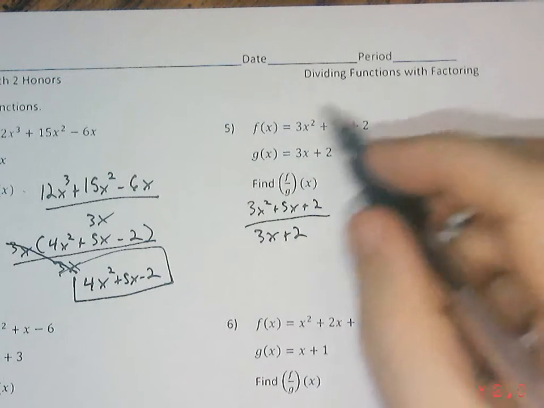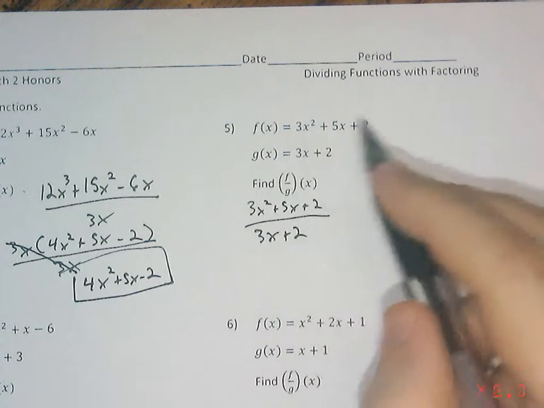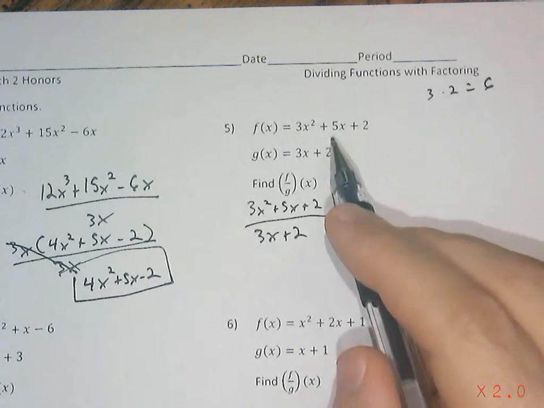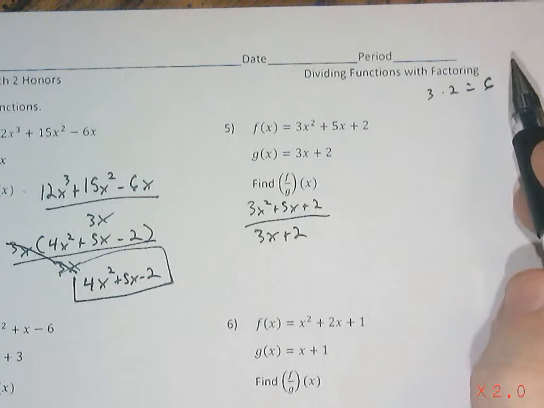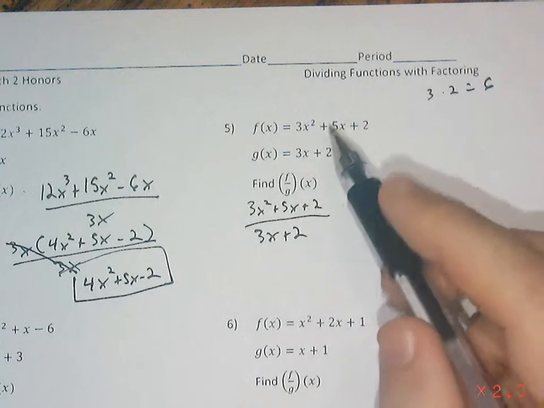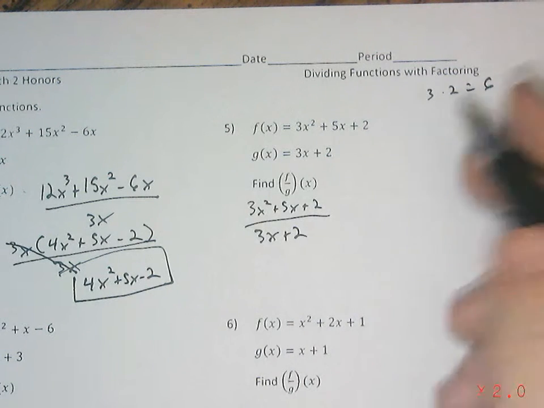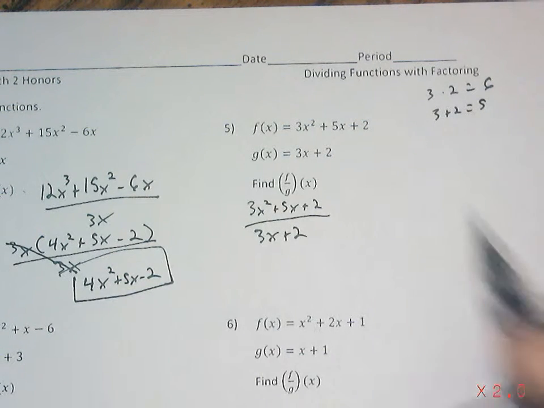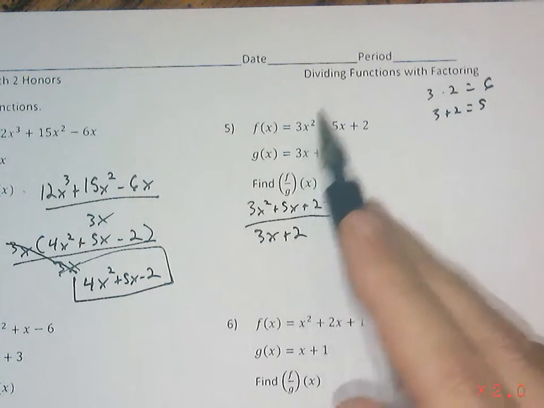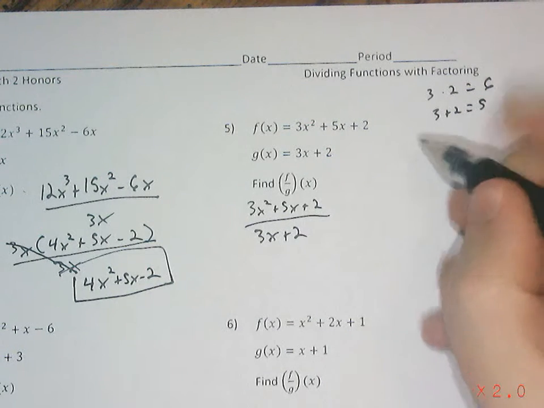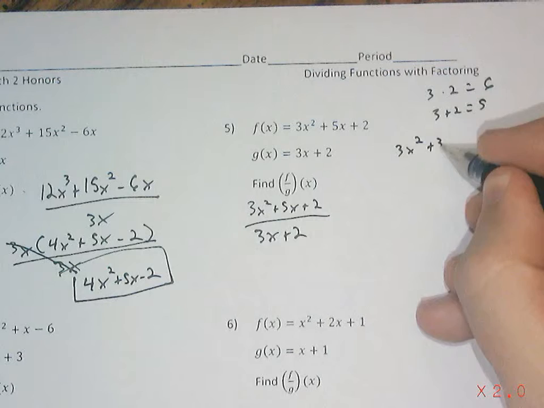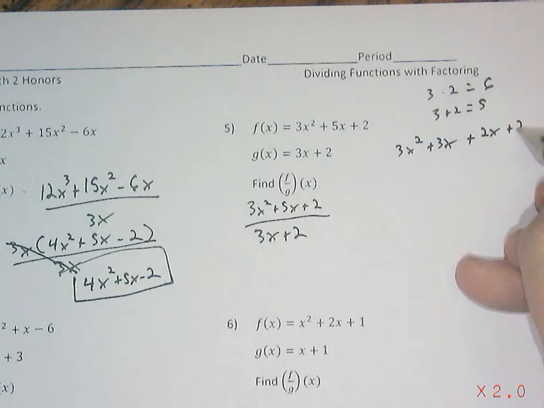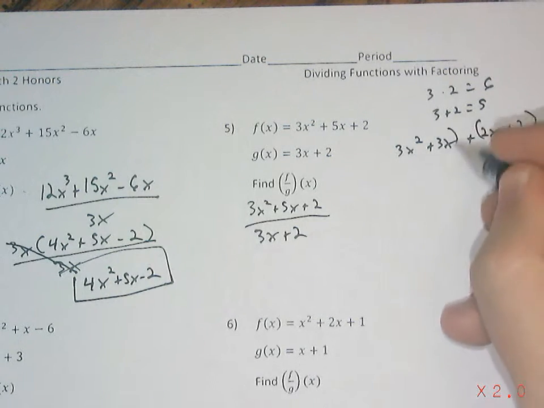So let's see. I need to figure out what 3 times 2 is. 3 times 2 is 6. So I need two factors of 6 that would equal 5. Well, 3 and 2. Added together, they equal 5. So I need to break that down to 3x squared plus 3x, and then plus 2x plus 2. Then I'm going to group them.